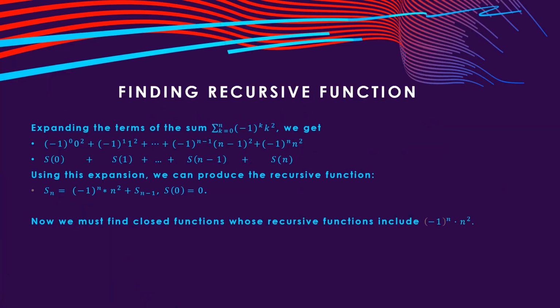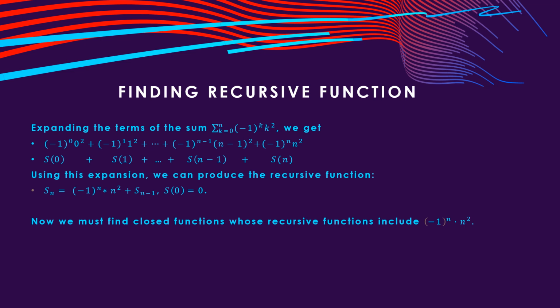So to find a recursive function for our sum, we want to expand the terms of our sum. We start with k equals 0. We get -1 to the power of 0 times 0 squared. Then we add k equals 1, which is -1 to the power of 1 times 1 squared. And we add all these terms up to k equals n, which is -1 to the power of n times n squared. And now each of these terms is the nth term of our recursive function s.